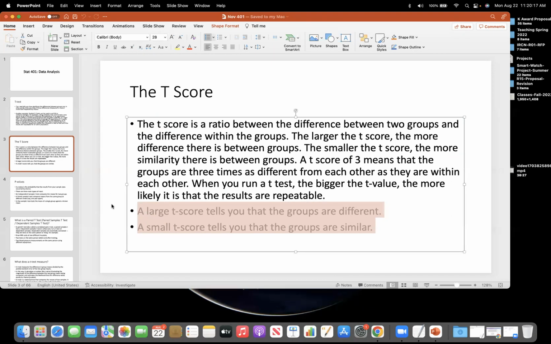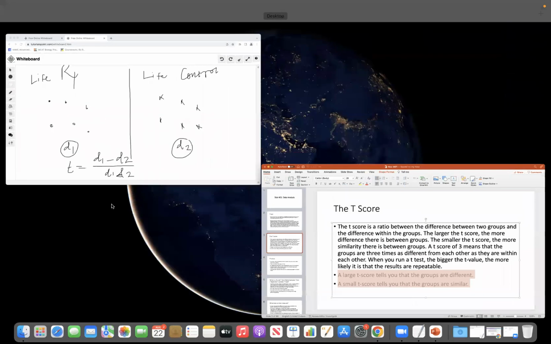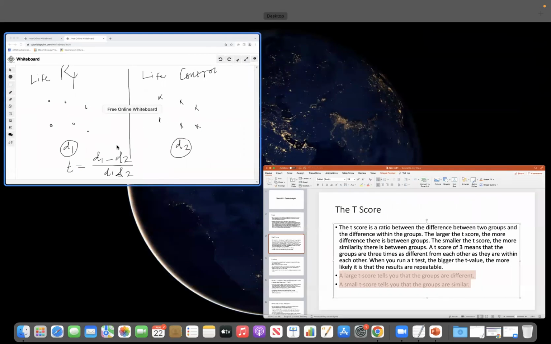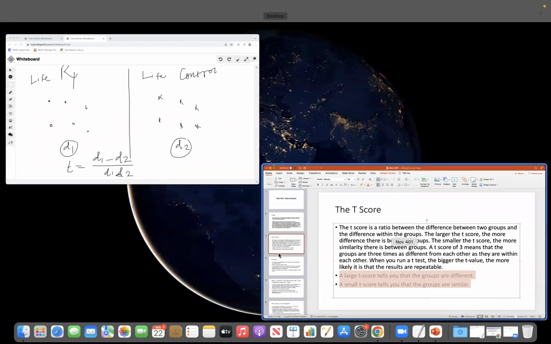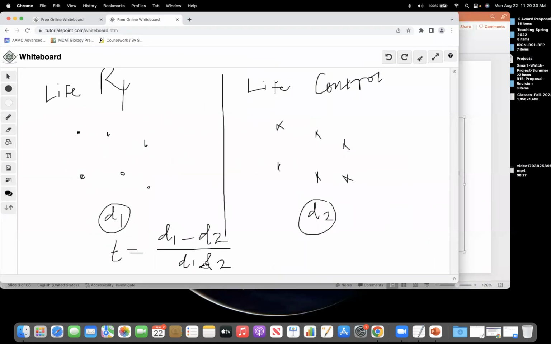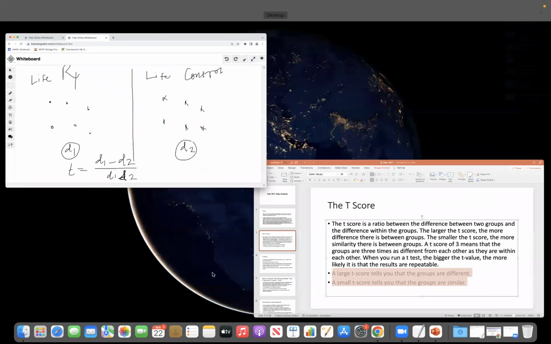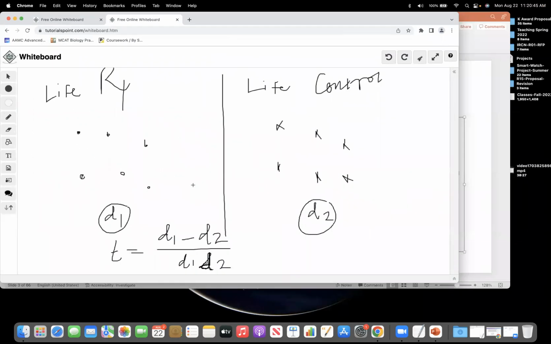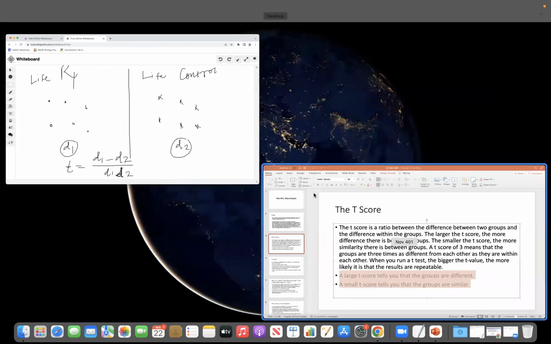Could you go back to the whiteboard with us? And for the ratio, you did D1 minus D2 over, is that D1 times D2? Yes. D1 minus D2 is the difference between two groups, divided by D1 times D2, which is the difference within two groups. We good? Yes, sir. Okay.